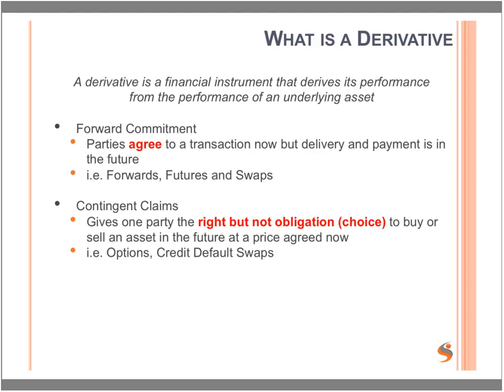And then we have the other type of derivative, contingent claims. This is where one party to the contract has the right but not the obligation to buy or sell an asset in the future at a price agreed now. So you've got the same thing with the price that's agreed now and a future transaction. But a contingent claim is different because one party has a choice about whether or not they execute. The example that we've got for that is an option.